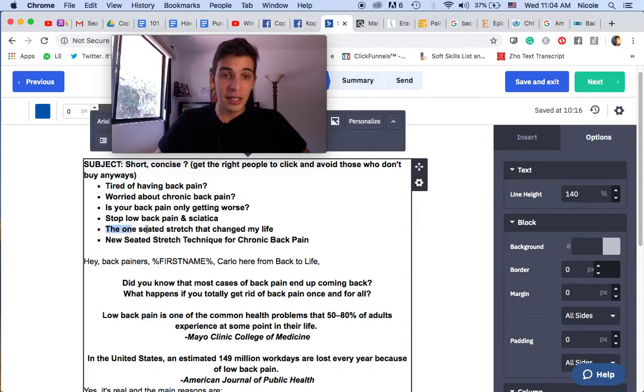And then you can see, the one seated stretch that changed my life. I don't like this that much because it doesn't acknowledge back pain, the words back pain per se, but maybe if it's a warm or hot audience, it can work because they already know you. They know that you're gonna send them emails related to back pain. And, the new seated stretch technique for chronic back pain.